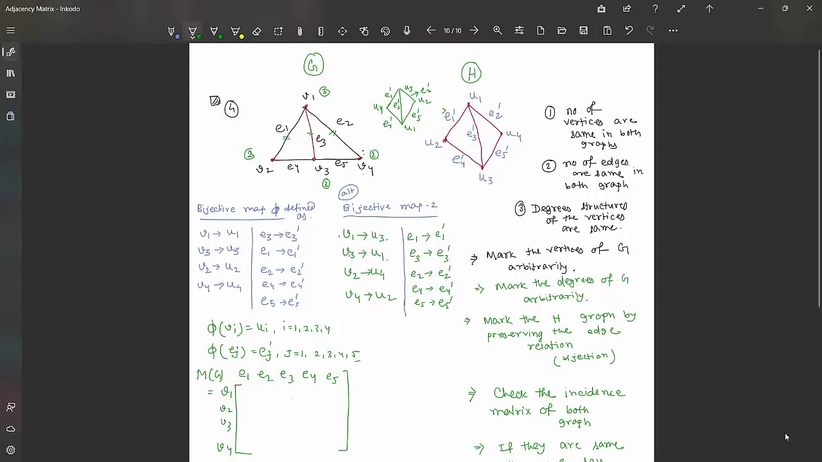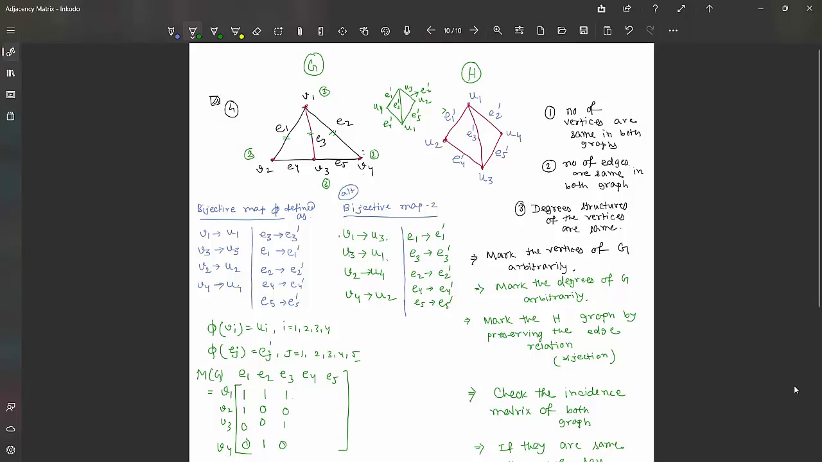So here E1 is connected to V1 and V2. So in V1 and V2 put 1 and 1, and the other values 0. E2 is connected with V1 and V4. So in V1 and V4 put 1, and the others 0. E3 is connected with V1 and V3. So in V1 and V3 put 1, and the others 0.